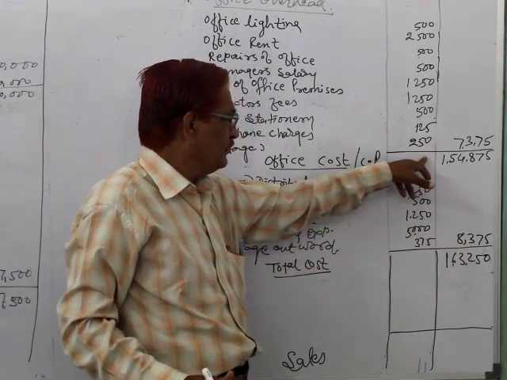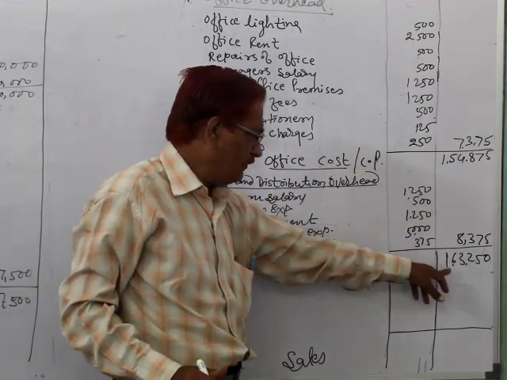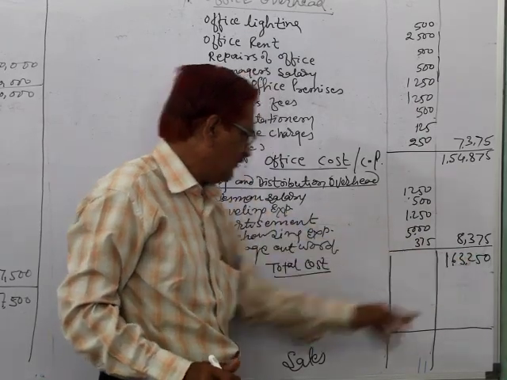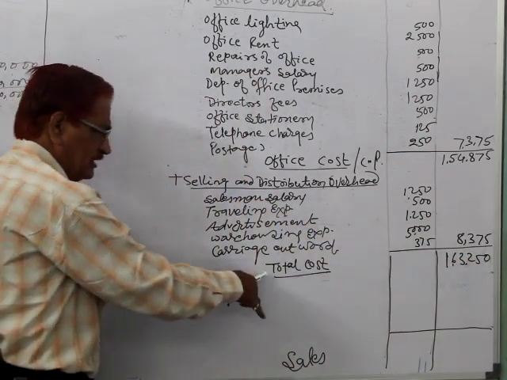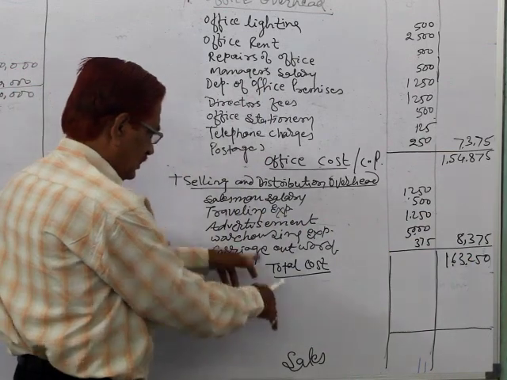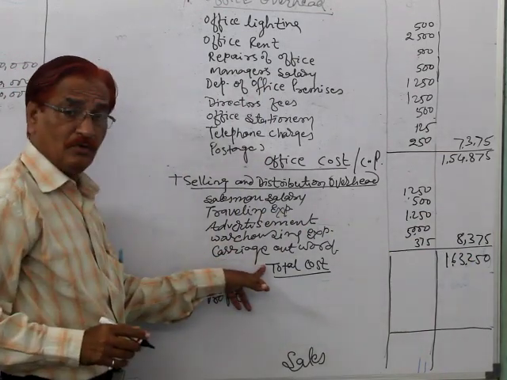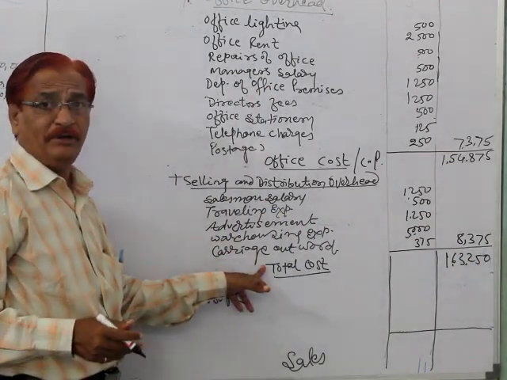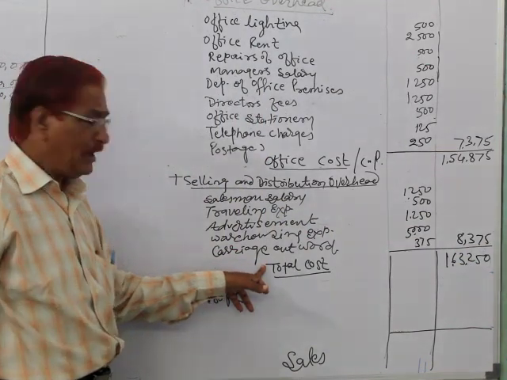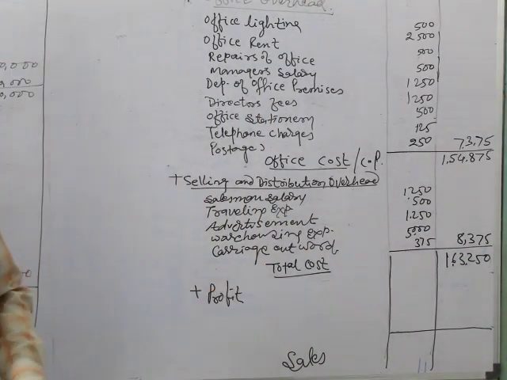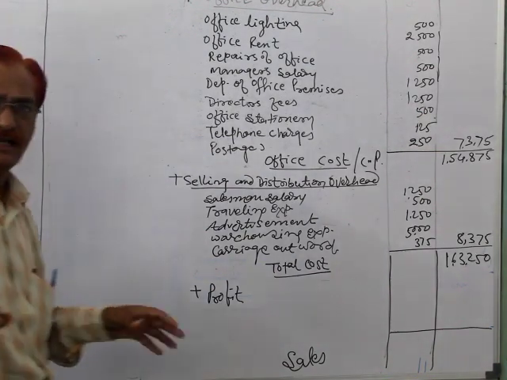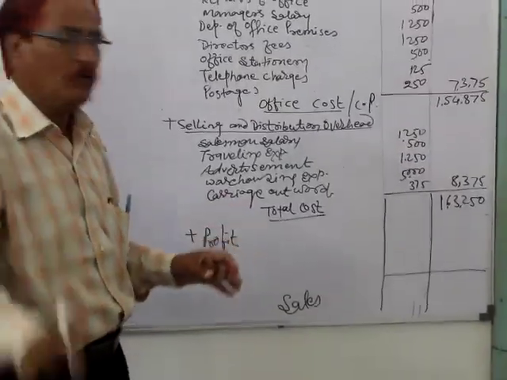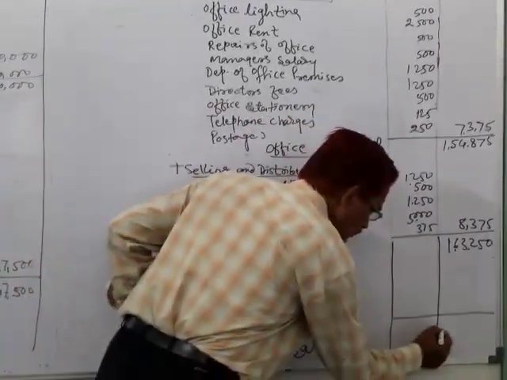Now it will be added in 1,54,875. So final total is 1,63,250. Dear student, this is the total cost. Now it's up to us how much profit we want. In the numerical problem, I think so, there is a sales amount given. Yes, the sales amount is available, rupees 2 lakhs.